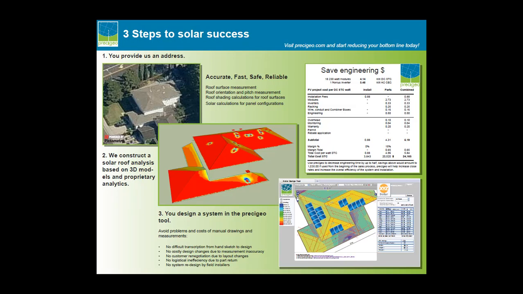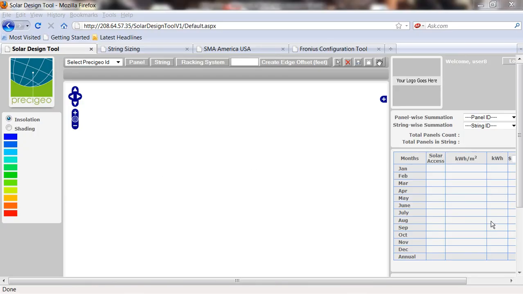I would like to demonstrate the exciting new Precigeo solar layout tool. This tool will revolutionize the solar sales process with one-step design and sales presentation. All you need to start is to give us an address. The tool will enable you to lay out modules and design solar electric systems without visiting the site.